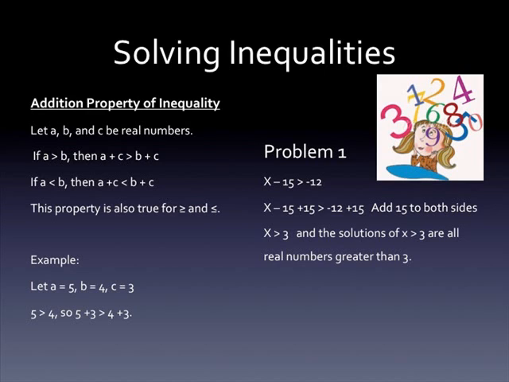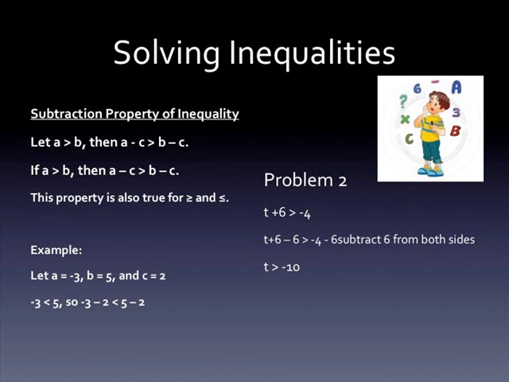If we let A be 5, B equals 4, and C equals 3, we know that 5 is greater than 4, so 5 plus 3 is greater than 4 plus 3. Problem 1. X minus 15 is greater than negative 12. What we want to do is add 15 to both sides, which gives us x is greater than 3. And the solution of x greater than 3 are all real numbers greater than 3.